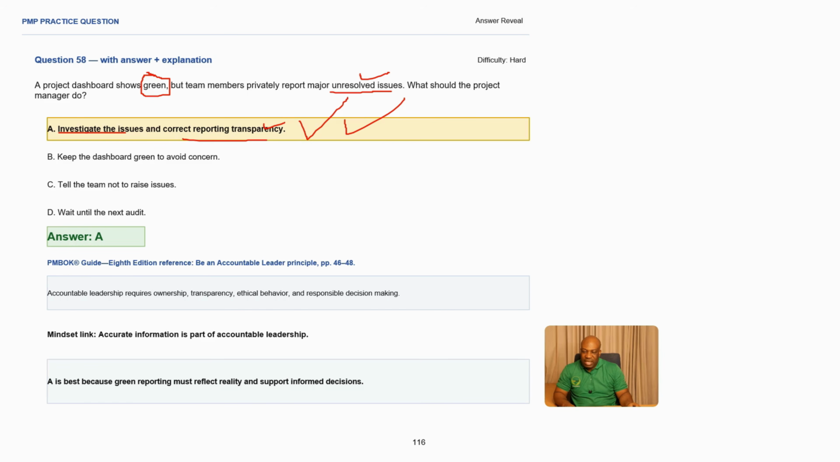What is our reference here? Our reference here is accountability as a leader, right? In PM book. And the best mindset that you can have here is accurate information is part of accountable leadership. You should always provide accurate information if you're a good leader in a project environment. Making A the best answer because green reporting must reflect reality and support informed decision. Making A the best answer.